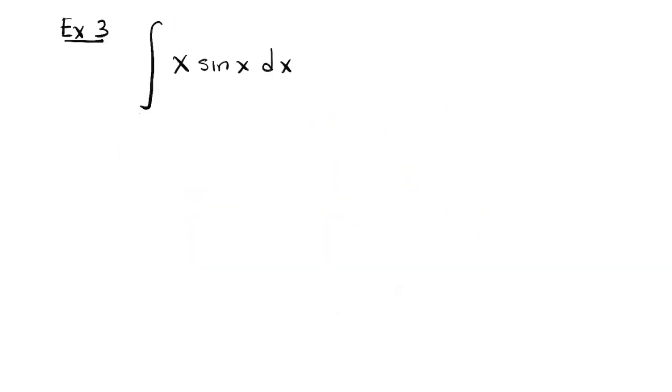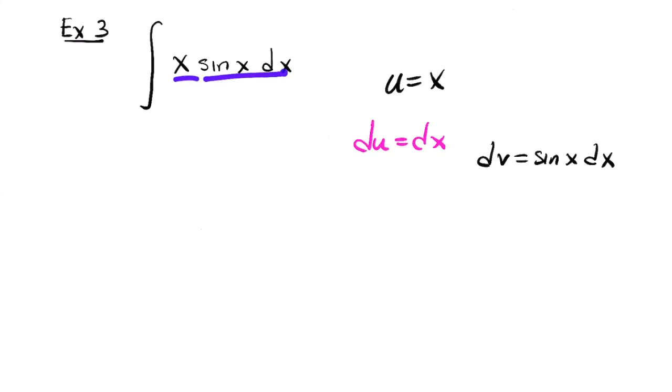Here's a polynomial times a trig function. It's not an exponential function. I'll say something about this at the end, but trying u equals the polynomial part is never a bad idea. I shouldn't say never, but it's often a good idea. Let u equal x and dv equal sine x dx. I should emphasize that together, those things account for everything.